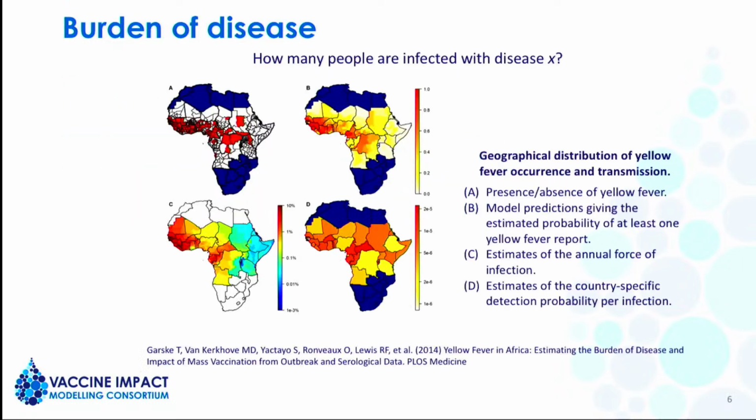So we've got a few examples. We might be interested in how many people currently have a disease or are infected with a certain virus or bacteria. This study was looking at the burden of yellow fever. This was back in 2014. There have been updates since then.